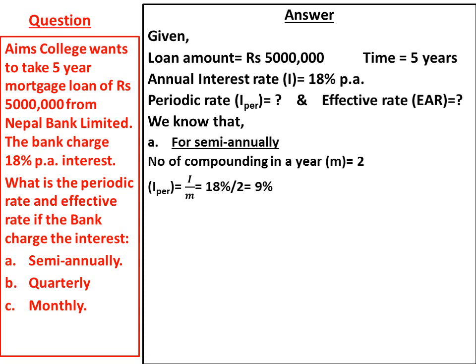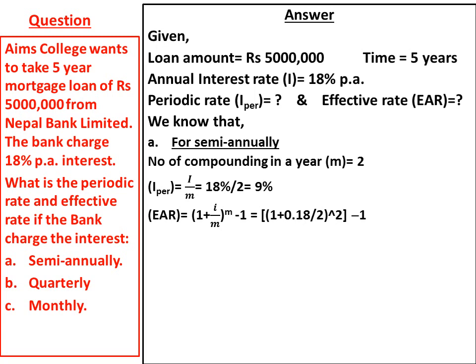And the I per formula equals I upon m. I means annual interest rate upon m. Here the annual interest rate is 18% divided by m equal to 2, equal to 9%, which is our semi-annual periodic rate. And EAR, effective rate, equals 1 plus I upon m to the power m minus 1. We can put the formula 1 plus 0.18.